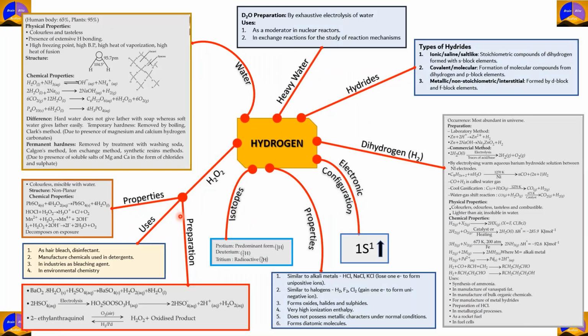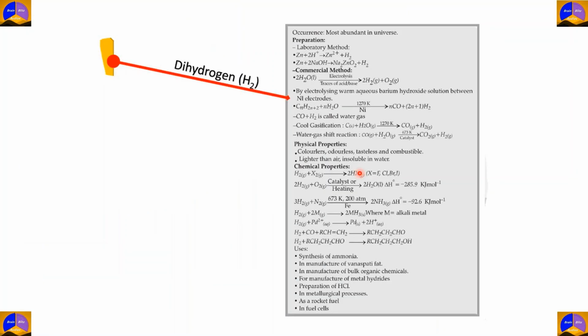Now, we're done with electronic configuration, properties, and isotopes of hydrogen. Now, we'll move on to dihydrogen. Dihydrogen is represented as H2, and it is the most abundant form of hydrogen in the universe. This gas is found in stars, where it is used in nuclear fusion to be converted into helium.